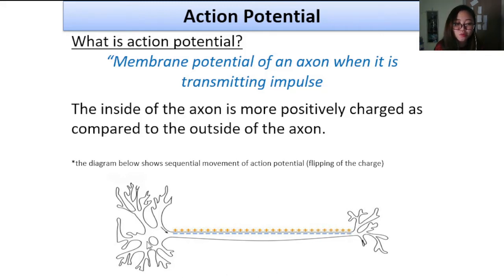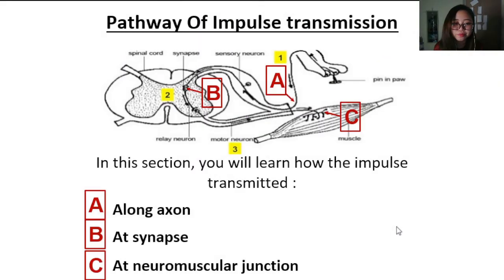So dia bukan keseluruhan plasma membrane itu sekaligus menjadi positif, dia macam ikut kawasan. So daripada permulaan sini, mula-mula satu bahagian sahaja yang cytoplasm dia positively charged, dan diikuti dengan segmen seterusnya. So it'll move in a certain direction.